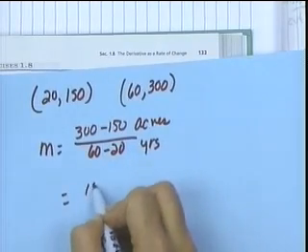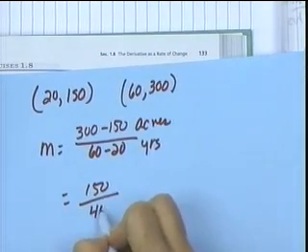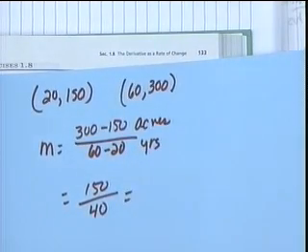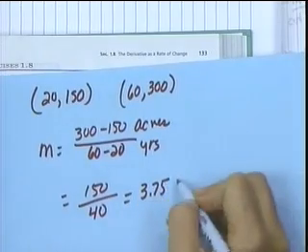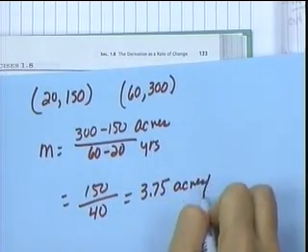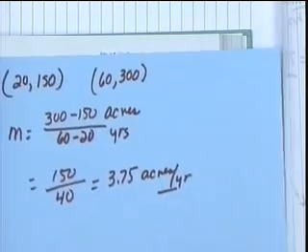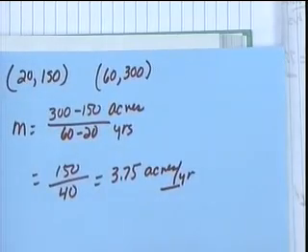So we have 150 over, is that 40? 150 divided by 40 is 3.75 acres per year. Now let's make an interpretive statement here.